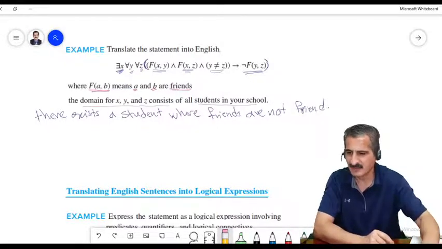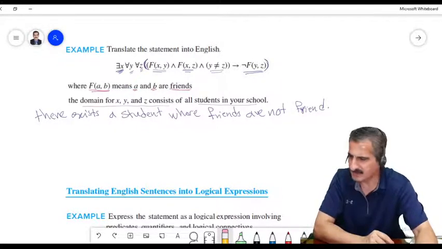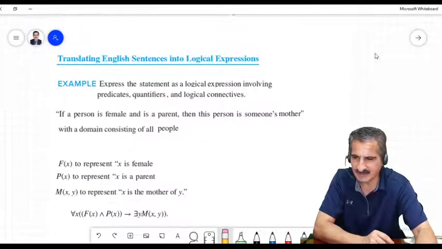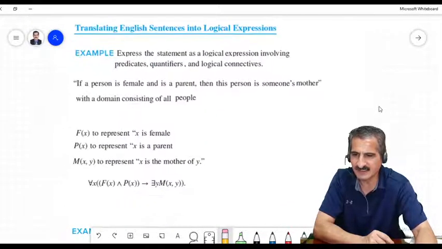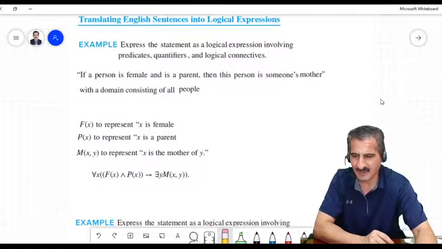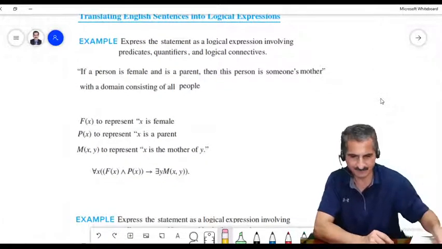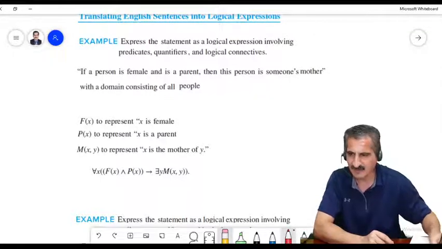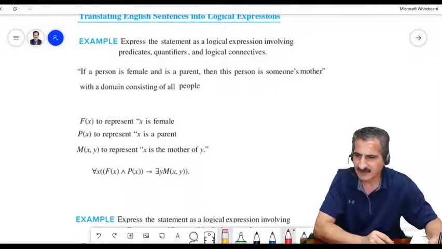Okay, good. Now let us learn how to translate English sentences to logical expressions, and we will do that through examples. Let us see here. Express the statement using predicates, quantifiers, and logical connectives.